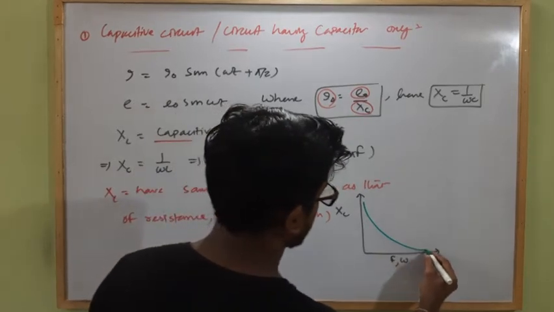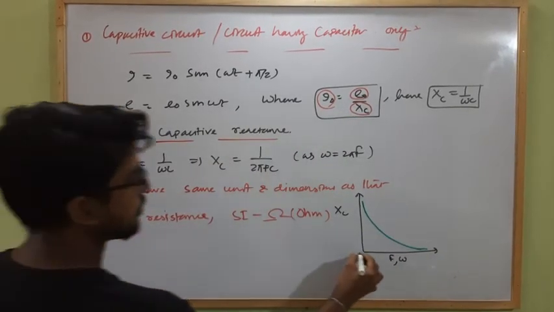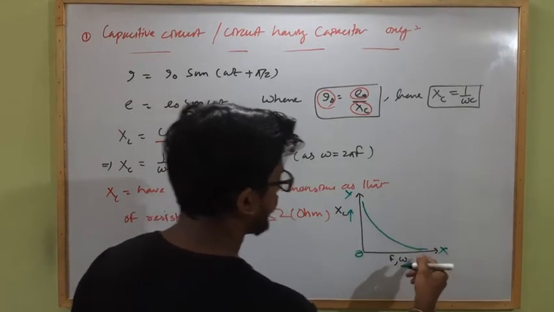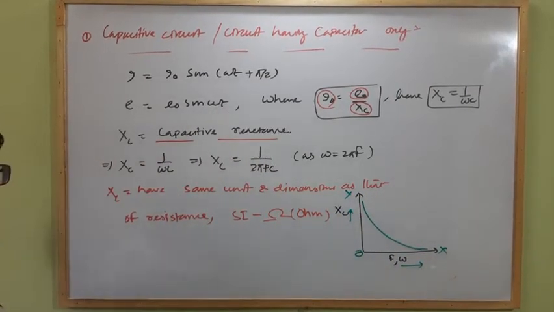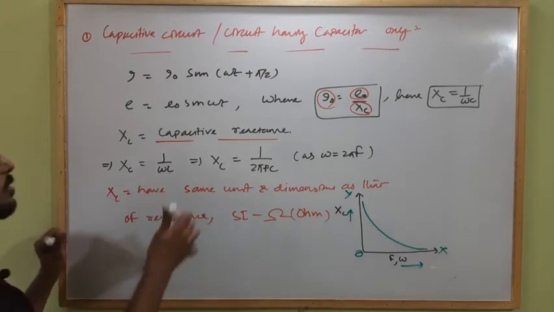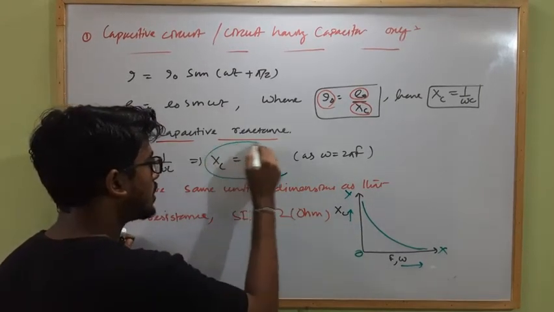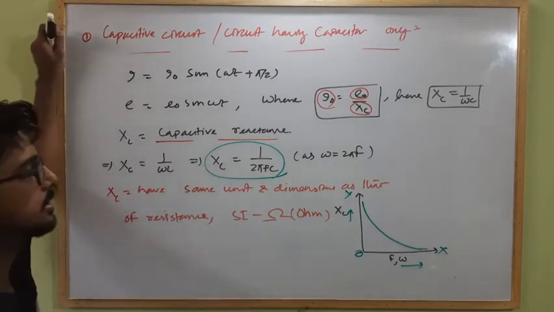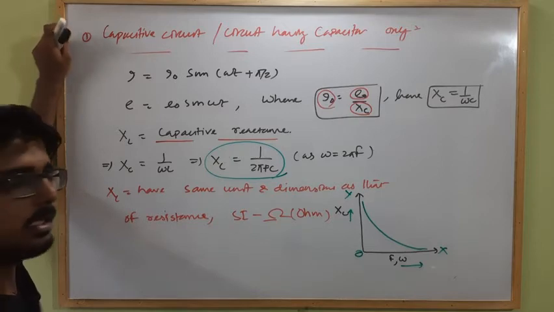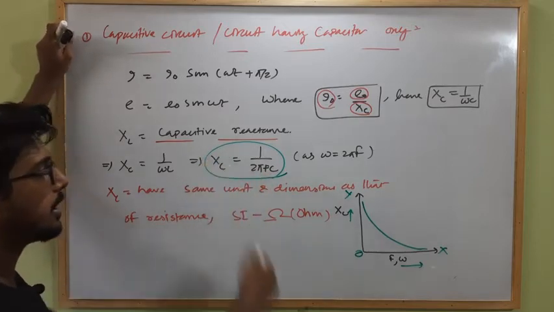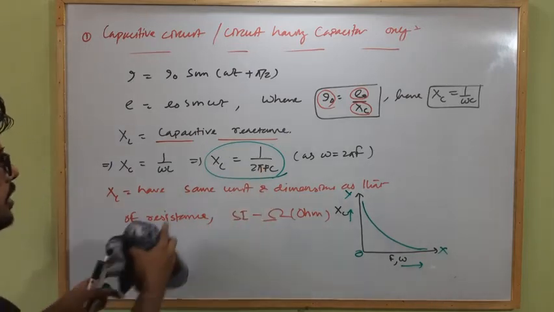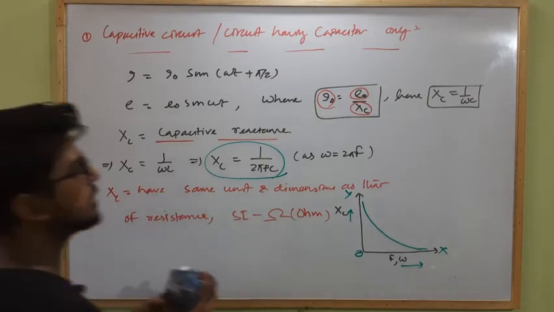Clear? This is the graph for XC with respect to frequency or angular frequency. So from here we will get what? If the frequency is more, the capacitive reactance is less. If the frequency is less, the capacitive reactance will be more. So for DC, you have to remember this. This is the graph, this is the relation, and this is the unit and dimension, same as that of resistance.